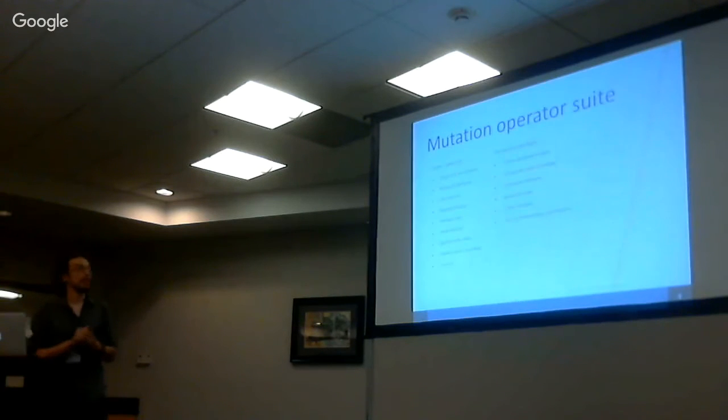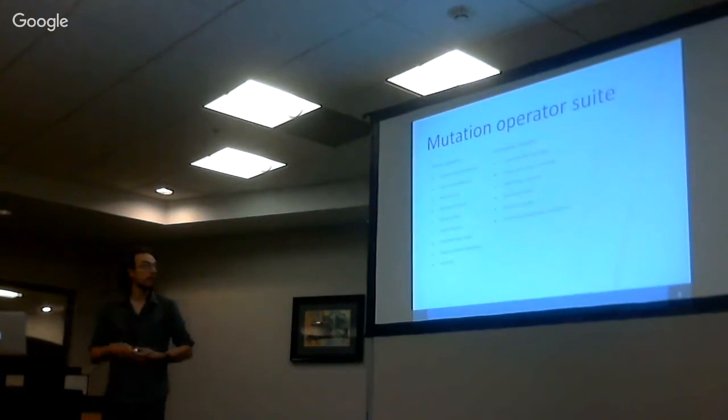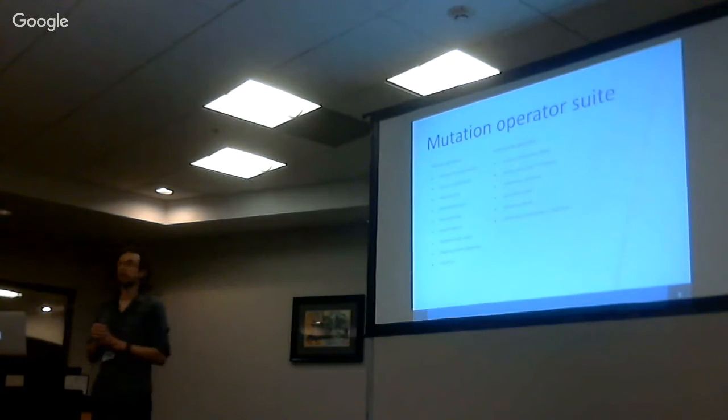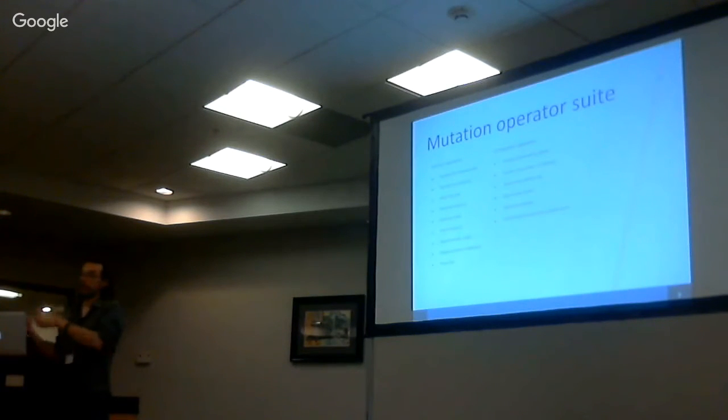Okay, so let's take a closer look at the mutations themselves. Actually, we have a whole suite of different mutation operators. And there are two categories: atomic operators and composite operators. An atomic operator is only going to make a local change within your template. And a composite operator is built on top of, and expressed in terms of, these atomic operators to make multiple changes in your template.